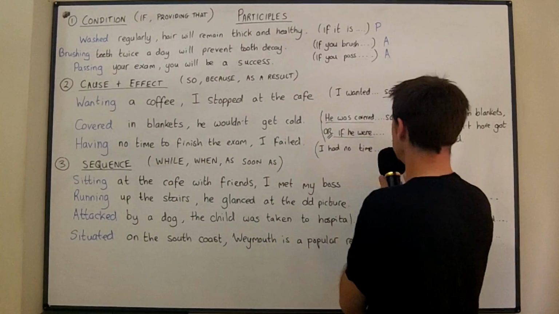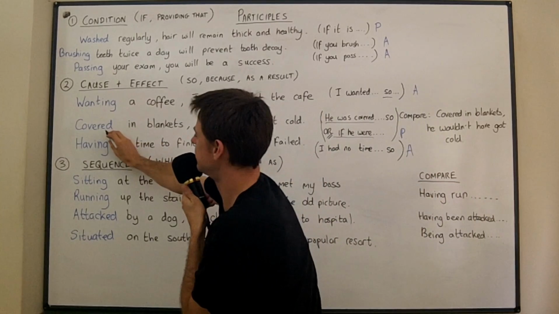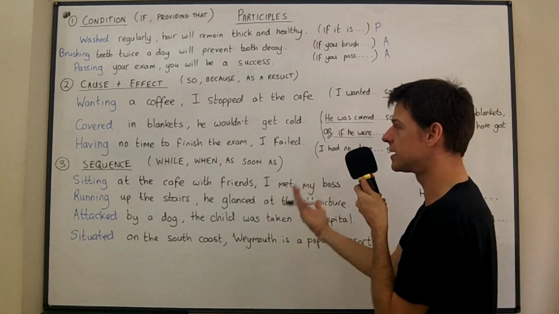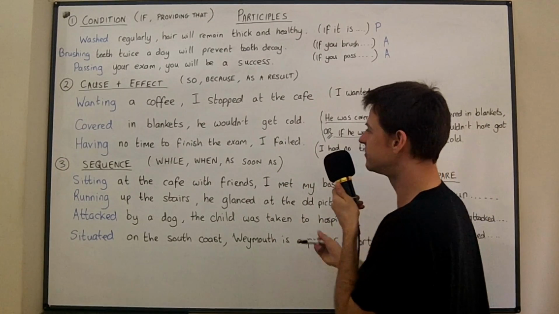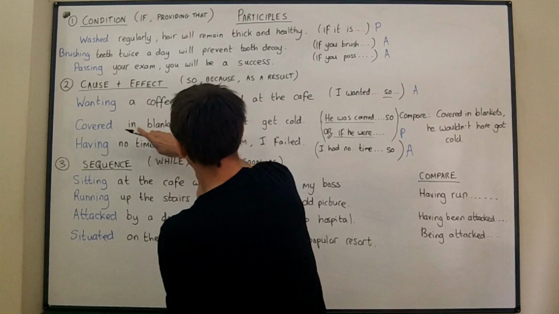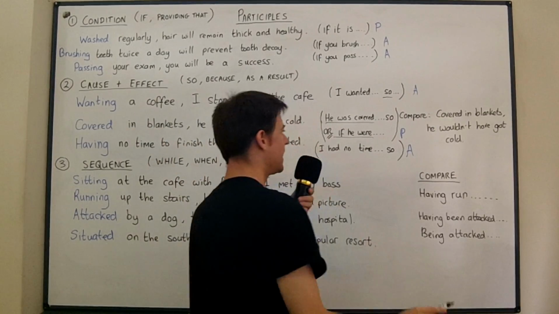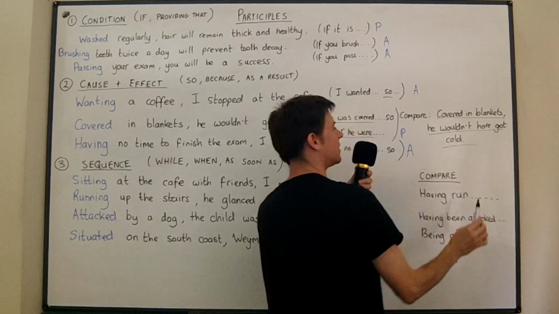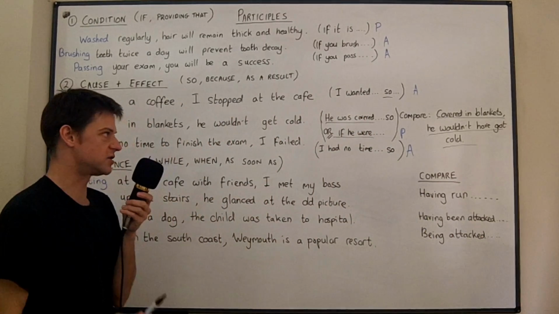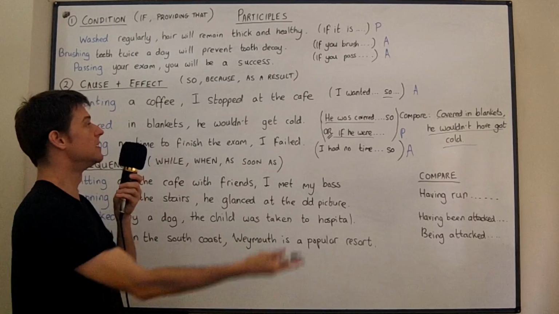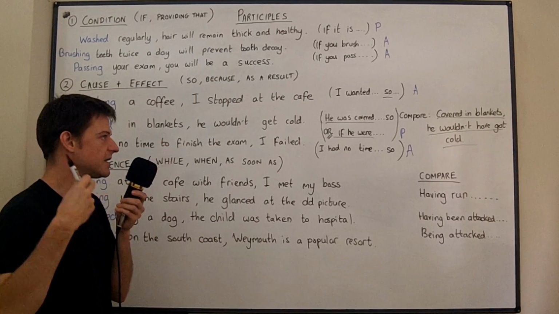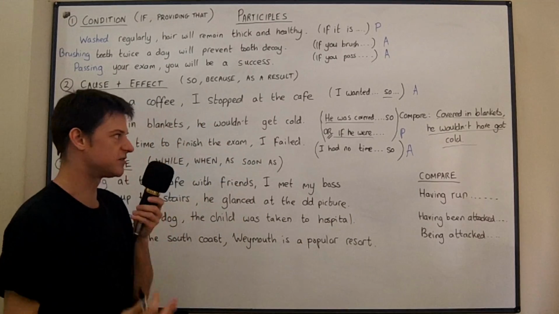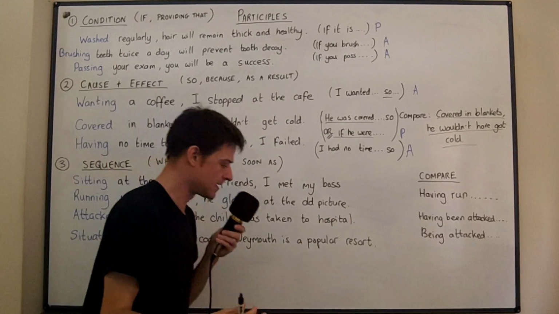But the main point is that it's passive. So we need the past participle. He was covered, or if he were covered. They're both passive forms, so we definitely need the past participle. And I want you to compare as well. Covered in blankets, he wouldn't have got cold, which would be the third conditional reduced form with this participle. Covered in blankets, he wouldn't have got cold. It means if he had been covered in blankets, passive, he wouldn't have got cold.